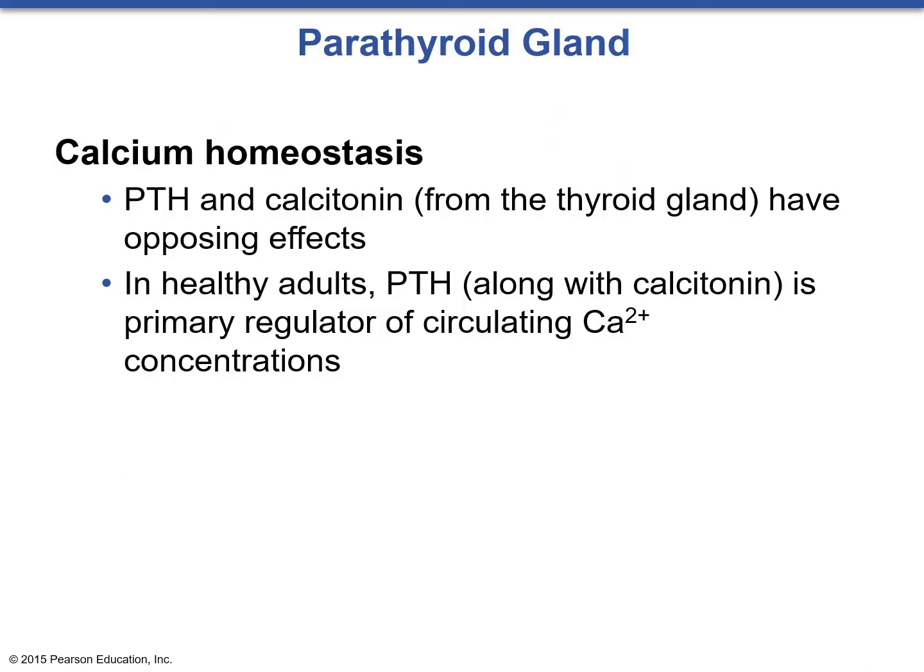Calcium homeostasis in the body is actually going to be a balance between parathyroid hormone and calcitonin. Remember, calcitonin is going to be made from the thyroid gland. So parathyroid hormone itself is going to try to increase calcium levels in the blood. It does this by breaking down bone. Calcitonin actually tries to reduce calcium levels in the blood. It does this by storing calcium and reducing its absorption. In healthy adults, these two hormones will be the primary regulators of calcium concentration in the body, and they work antagonistically.